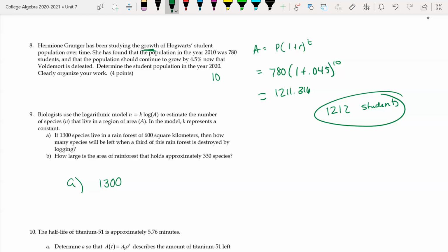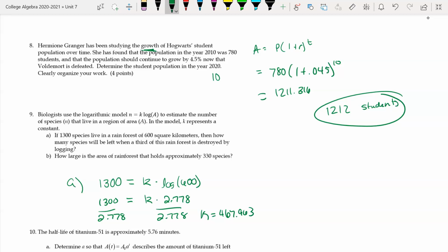All right, so we need to find k. So I'm going to say 1,300 equals k times log of 600. All right, log of 600 is 2.778. So then I'm going to divide by 2.778, divide by 2.778. My k is 467.963. So I'm going to say n equals 467.963 times log of a third of the rainforest. Means that I'm going to take away 200, so it's going to be log of 400. I'll type that into my calculator. I'm going to get 1,217.668.